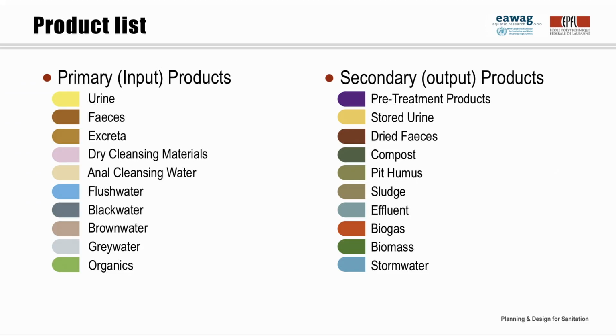Here is a fairly comprehensive list of the products that should be considered when planning a sanitation system. There are others, of course, that are not listed here, but we'll focus on these ones for the remainder of this module and throughout this course.